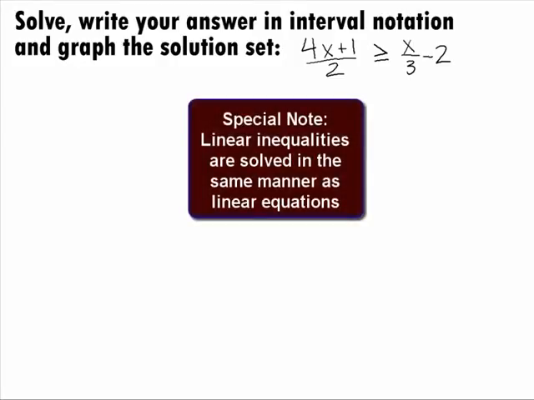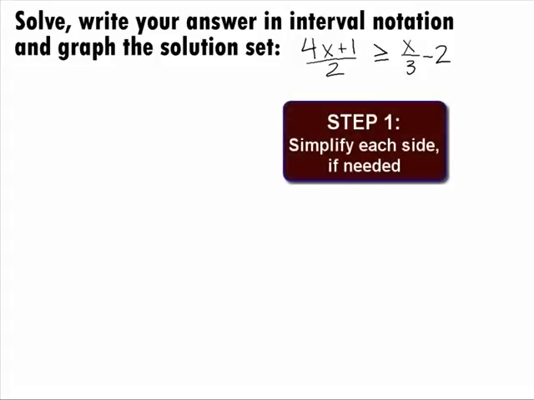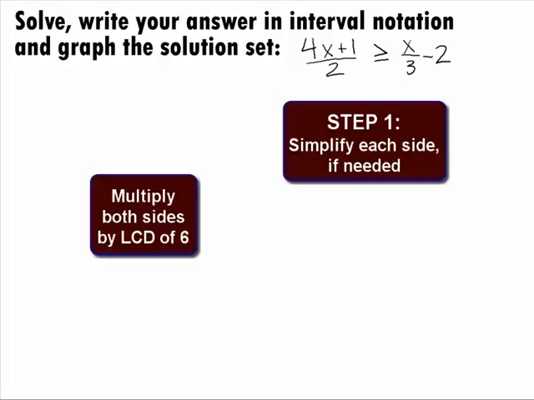Note that we solve linear inequalities in the same way that we do linear equations. We want to get our variable on one side and everything else on the other side by using inverse operations. In this problem, it looks like we have several things we need to do to solve this. In step 1, we want to simplify each side if needed. We can clear the fractions by multiplying both sides by the least common denominator, or LCD, of 6.